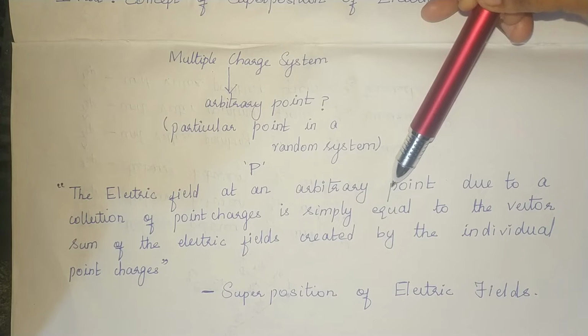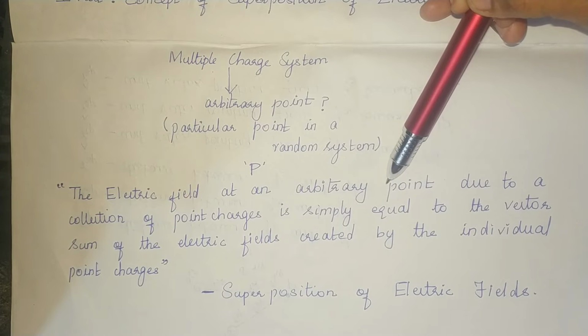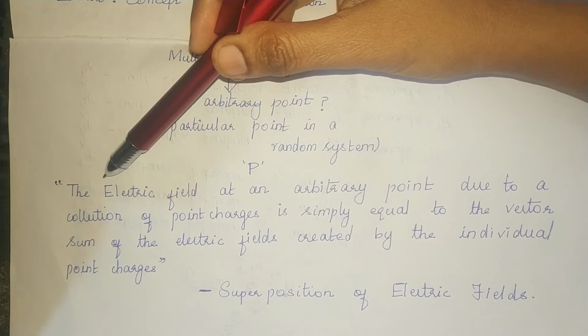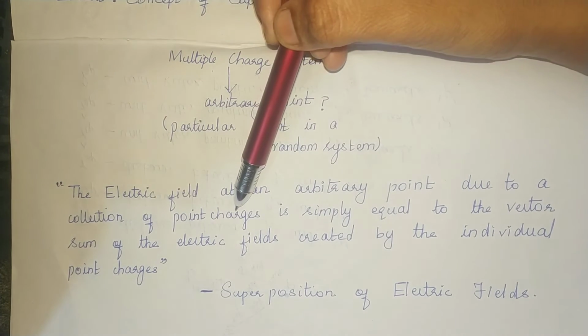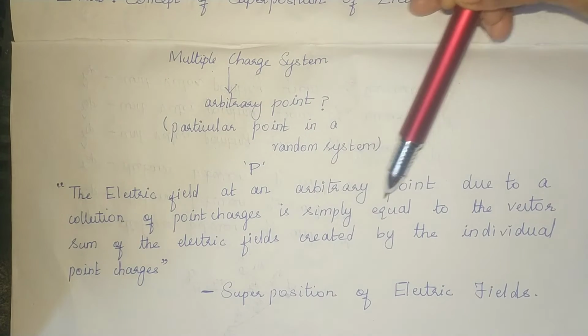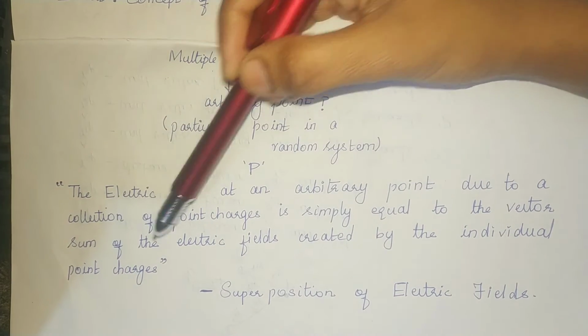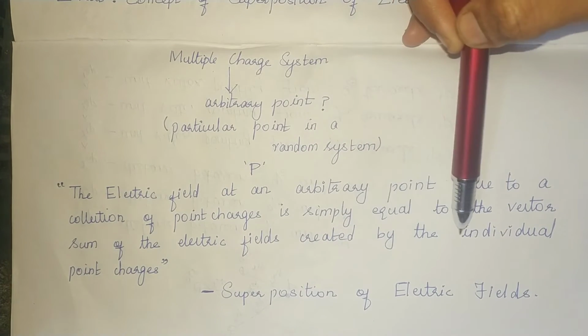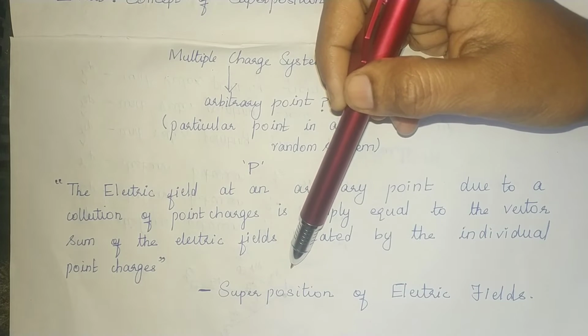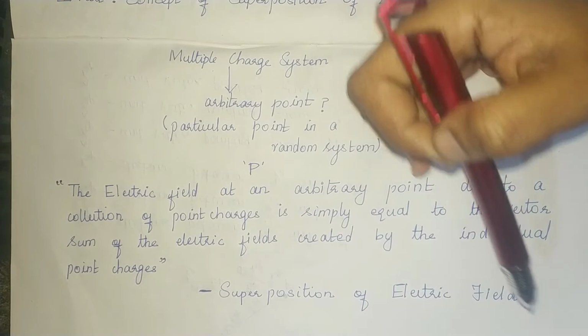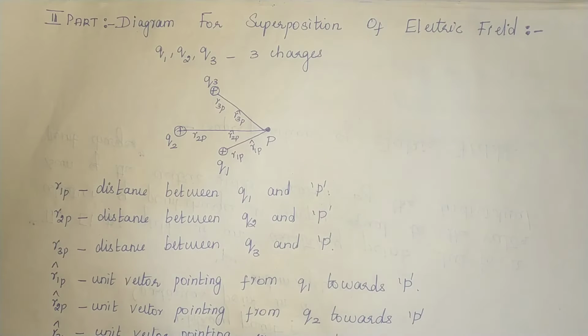Then to find the electric field at the point P, the concept behind it is that the electric field at an arbitrary point due to a collection of point charges is simply equal to the vector sum of the electric fields created by the individual point charges. And this concept is the superposition of electric fields. As the second part of this topic, we are going to draw a diagram for superposition of electric field.